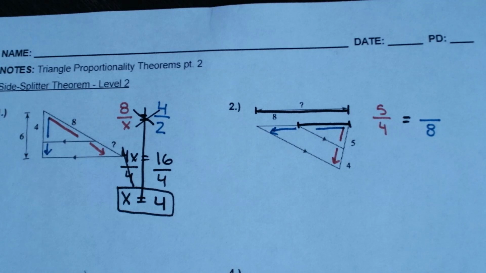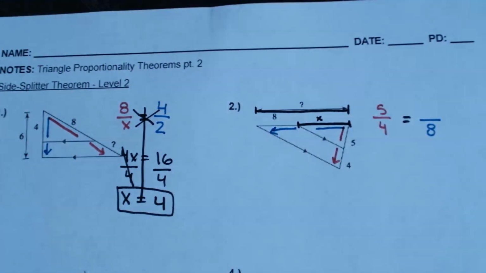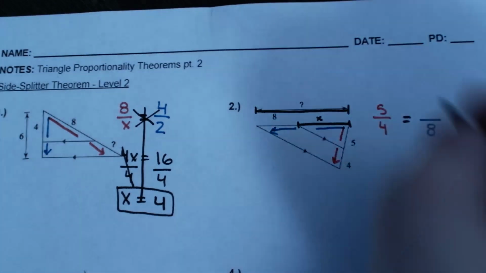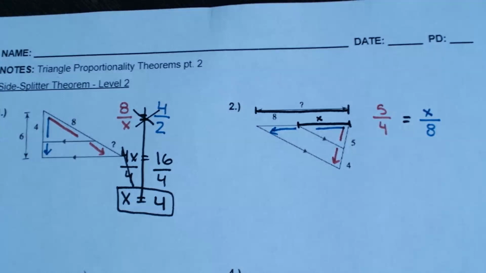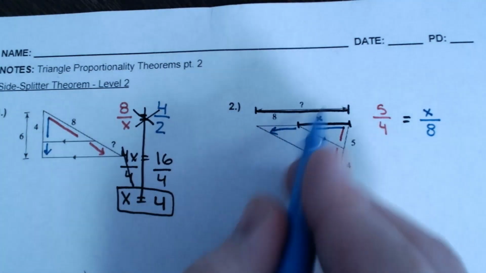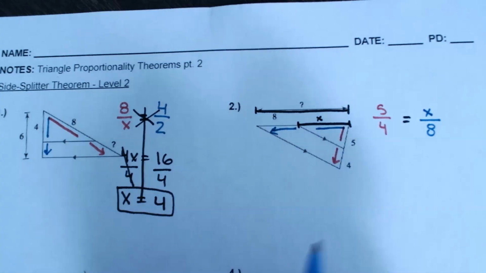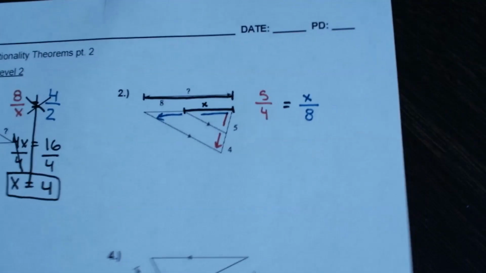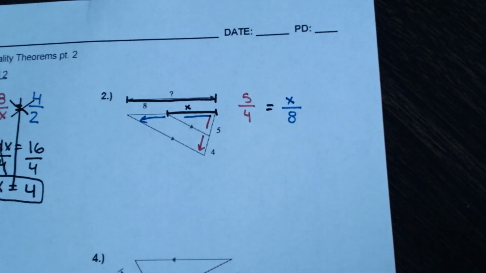Are we cool with the fact that we're just going to call this x, get the answer, and then add x and 8 to get the final overall side length? Is that okay? And if you don't want to call it x, you can call it something else. You can call it y or z.